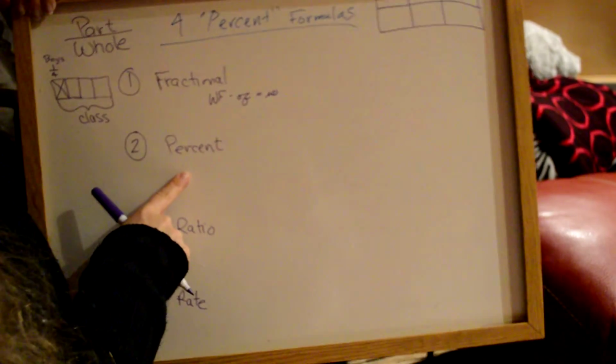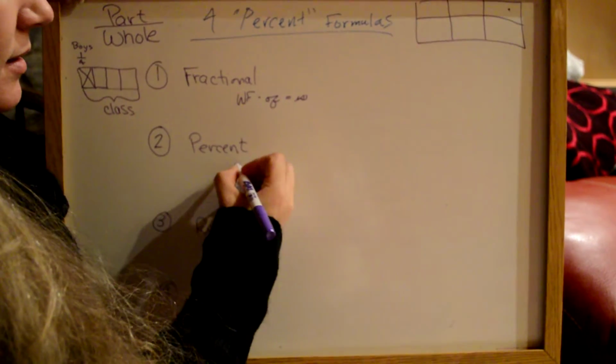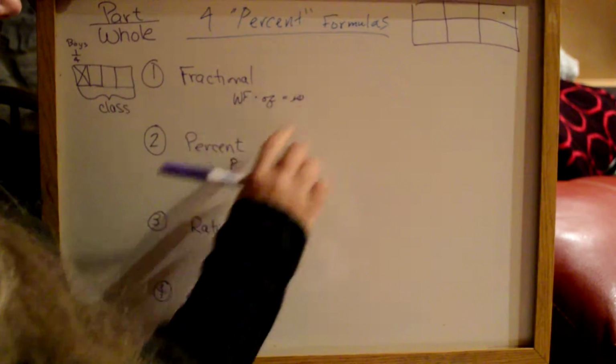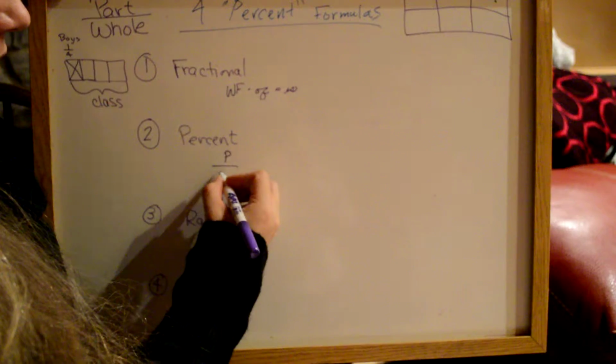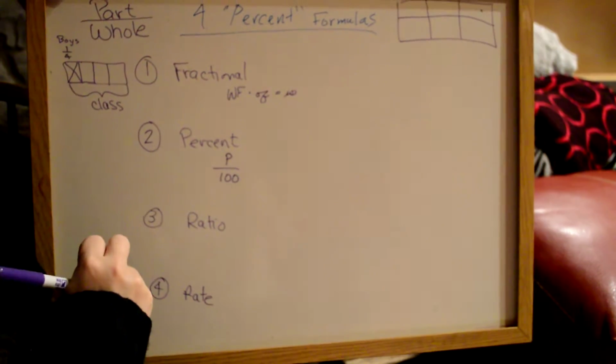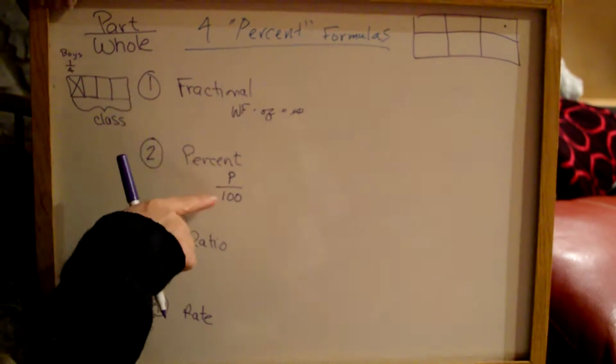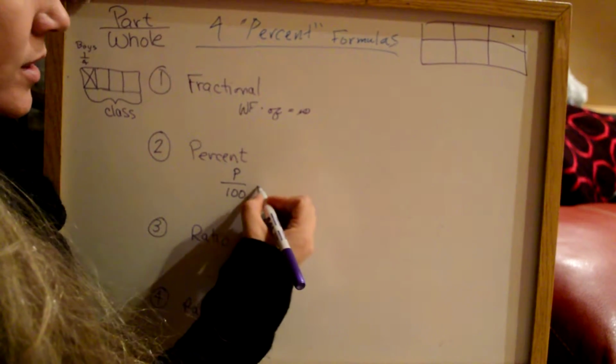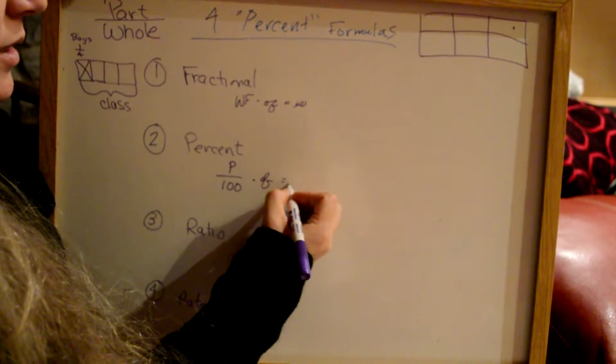So then we can look at it as a percent, and that is the same formula as here, but instead of a fraction I have p over 100. So say 25% would be 25 over 100 times my of equals my is.